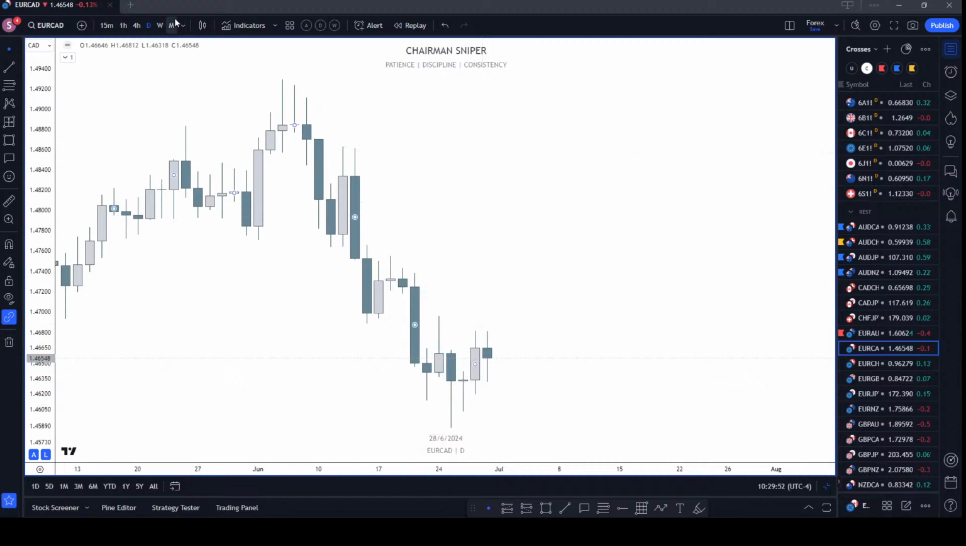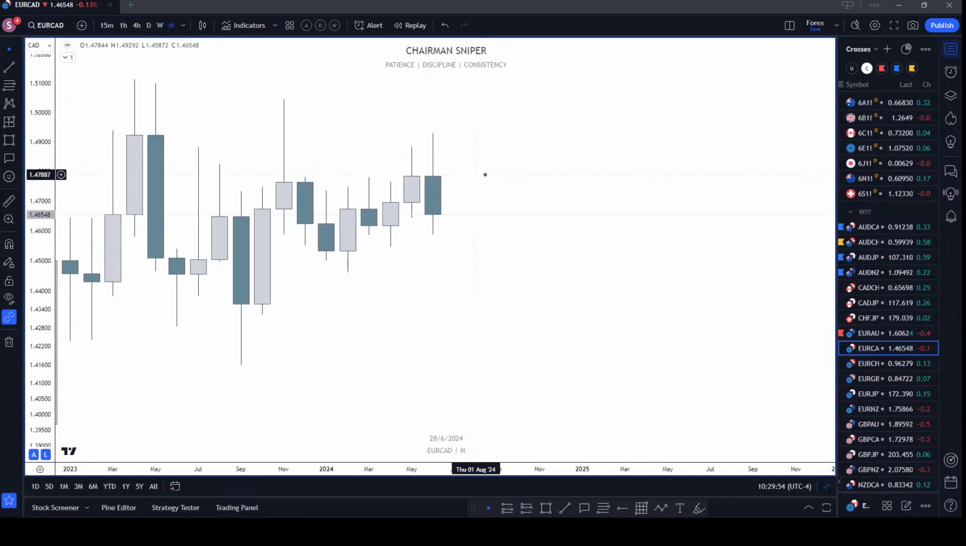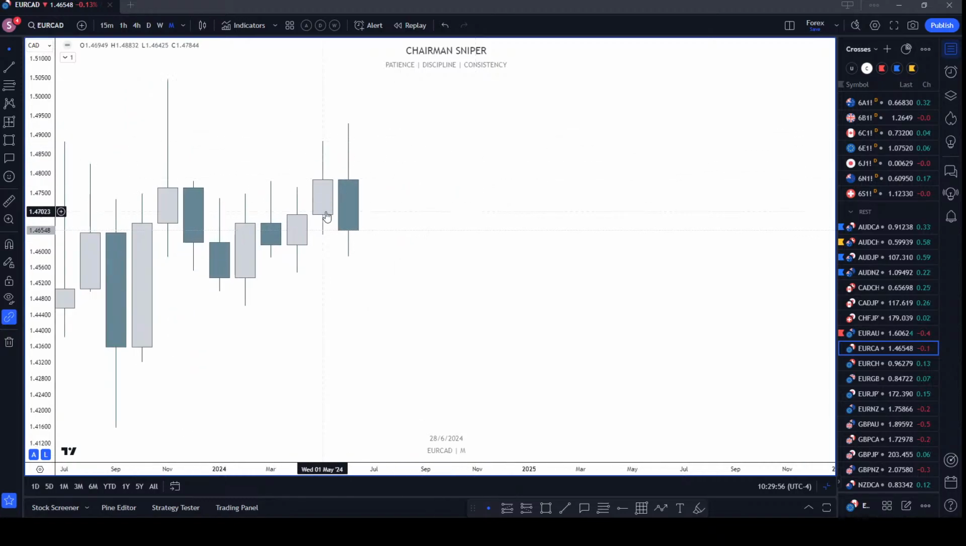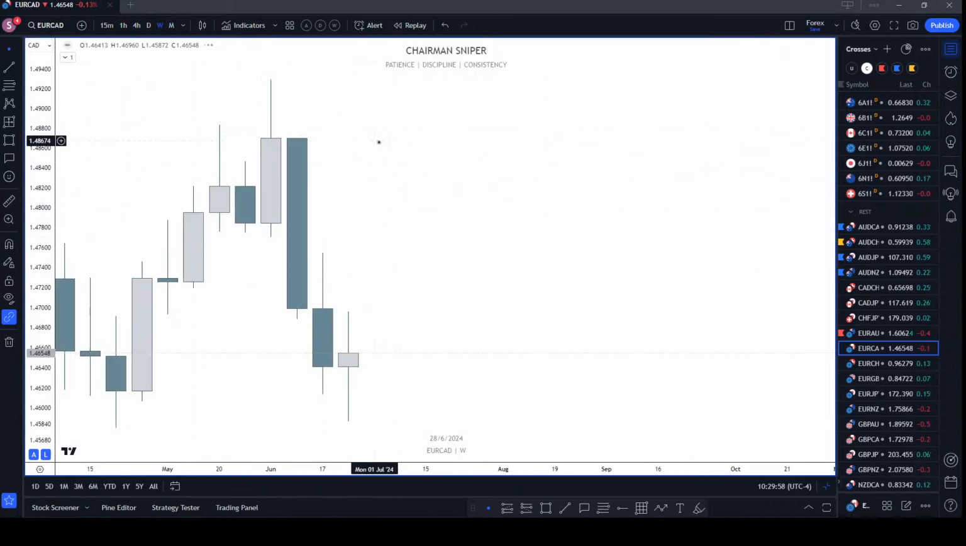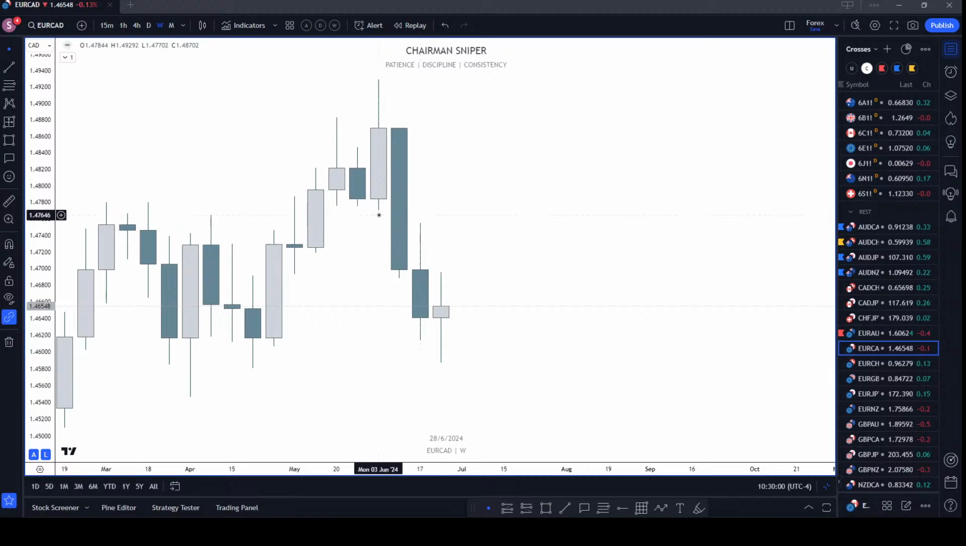And Euro CAD on the monthly, we have set this high, and we look like we want to move lower. On the weekly, we do have this breakaway gap up here that price should not necessarily come back into if it is to move lower.